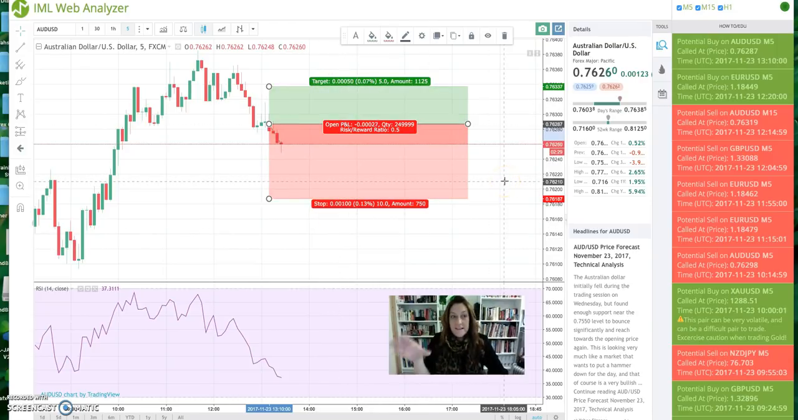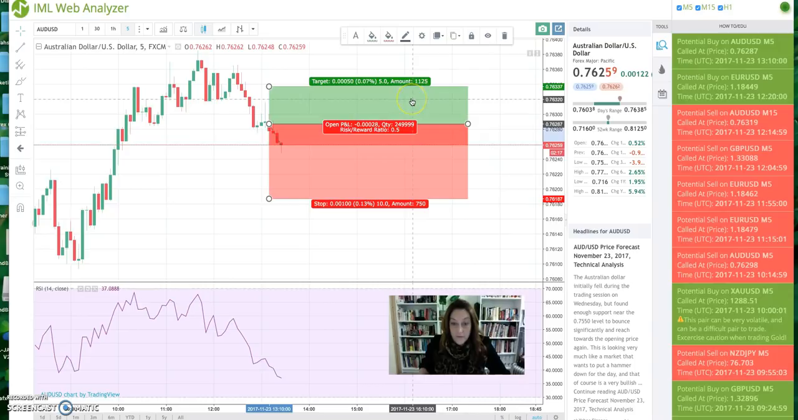But this is a scalping tool. It is designed for you to go in, come out, grab your pips, go to the next one. So I only try and grab 5 pips. I don't get greedy. I don't get over ambitious. I go for 5 pips only and I leave it, right? If it stops me out at 10 pips, I've only ever lost 10 pips.